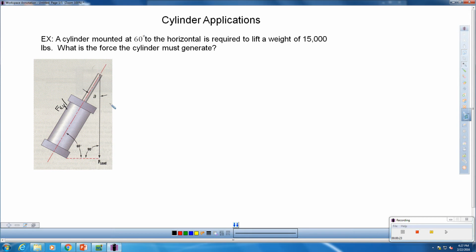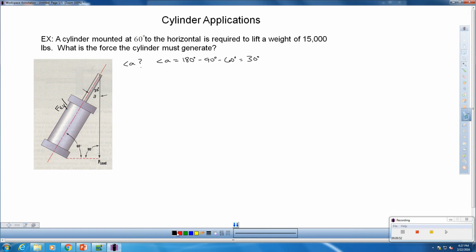First thing we need to do is find angle A. We have to remember that all the angles in a triangle add up to 180 degrees. So angle A is going to be 180 degrees minus 90 degrees minus 60 degrees, which is 30 degrees. So angle A over here is 30 degrees.